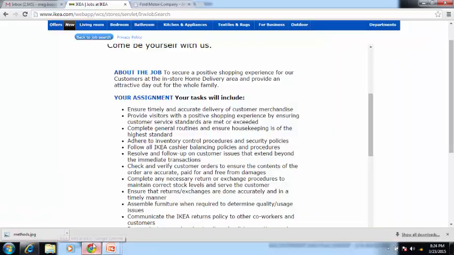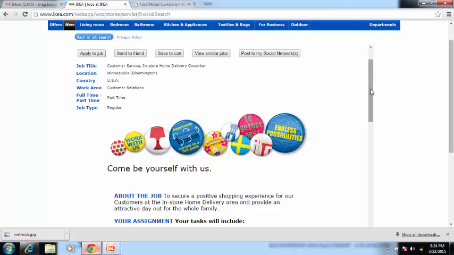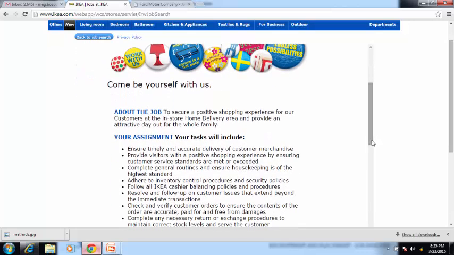Now, if I have to show you another example, this is the IKEA job. We had taken IKEA as an example earlier as well. If you look at the IKEA careers page, you see they have a lot of similarities between the Goldman Sachs job description and the IKEA job description. The job title is given, location, country, whether full-time, part-time, work area, all that is mentioned even in the Goldman Sachs job description. Although the format isn't exactly the same, it has the same specifications.